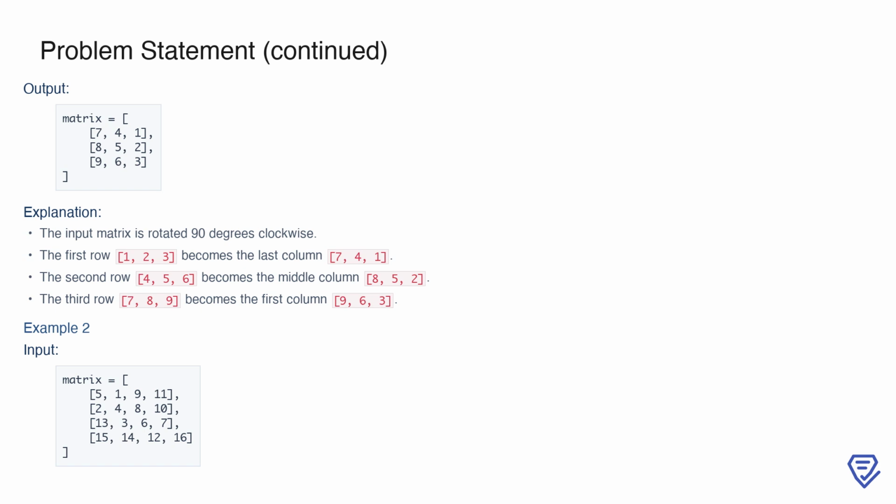Similarly, the second row, 4, 5, 6, becomes the middle column, 8, 5, 2, and the last row, 7, 8, 9, becomes the first column, 9, 6, 3. This transformation demonstrates how each row is mapped to a column during rotation.